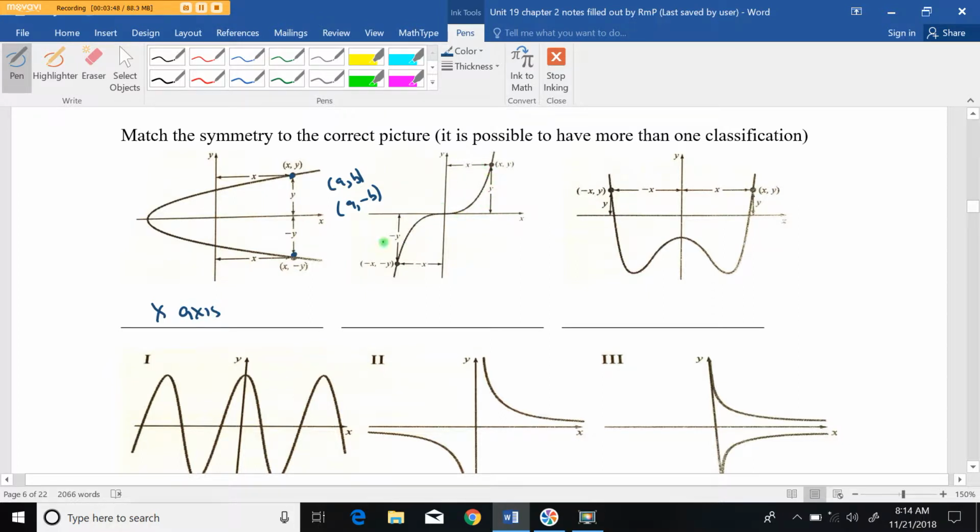Take a look at this one right here. You'll notice the point (x, y) is on the graph, and (minus x, minus y). That was the test for symmetry about the origin. This one is symmetric about the origin. Let's see, this other one, we've got an (x, y), we've got a (minus x, y). This one is symmetric about the y-axis.